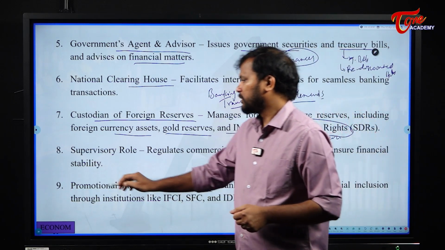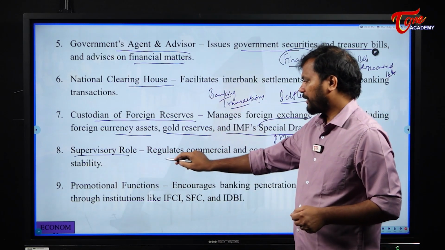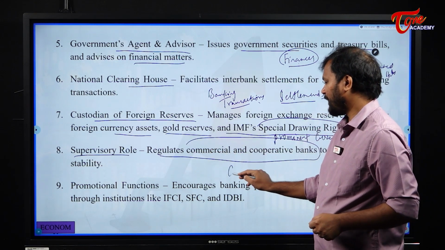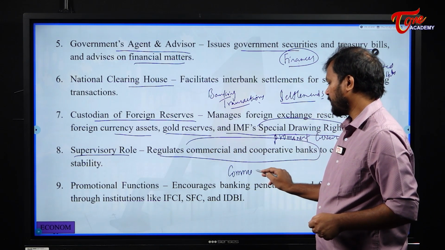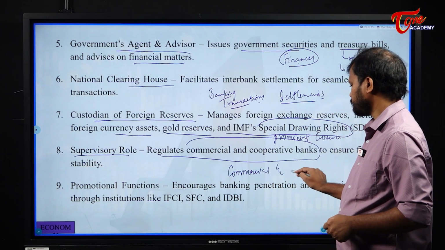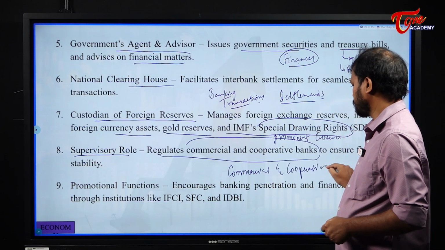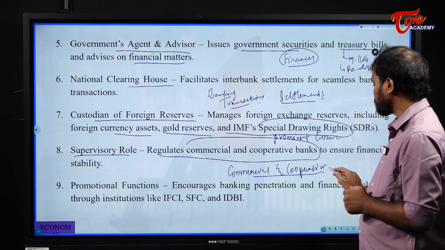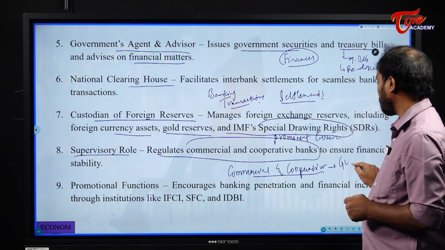Don't worry. Next, supervisory role. Regulates commercial and cooperative banks. The commercial and cooperative banks are regulated by the RBI. The commercial and the cooperative banks need to function within the guidelines of the RBI.